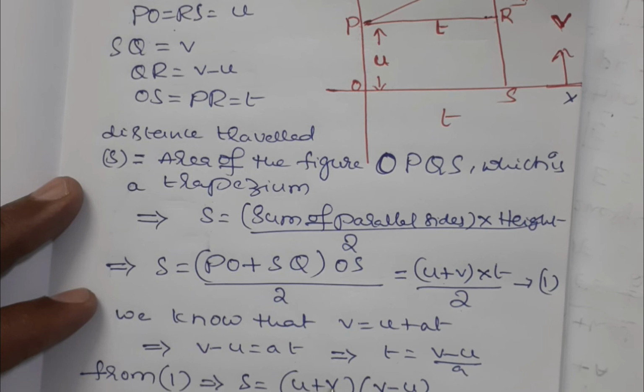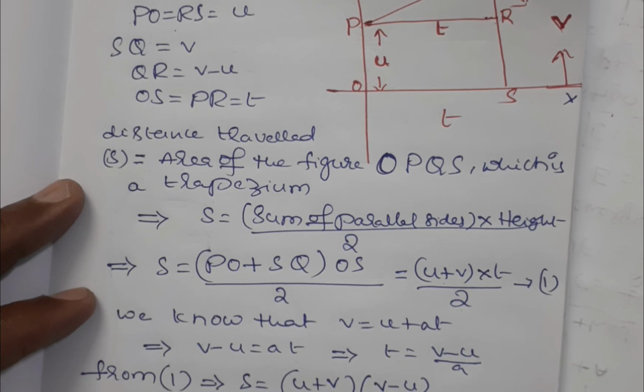So just u plus v is replaced and written as (v + u) into (v − u), over 2 into a, 2a. By cross multiplication, s into 2a, 2as, equals v² − u². So v² − u² is equal to 2as.